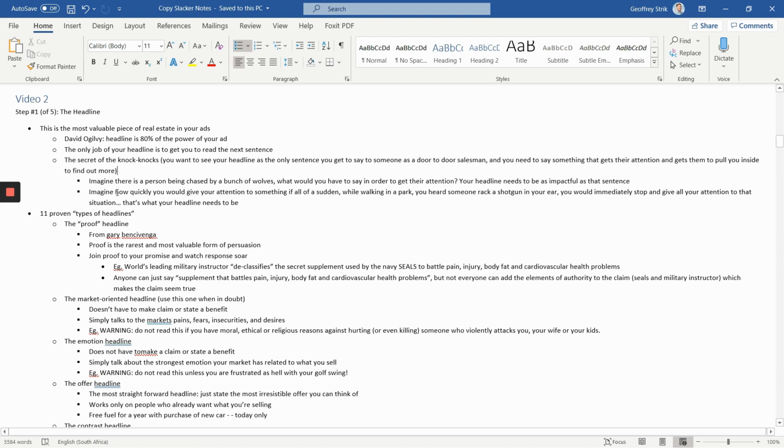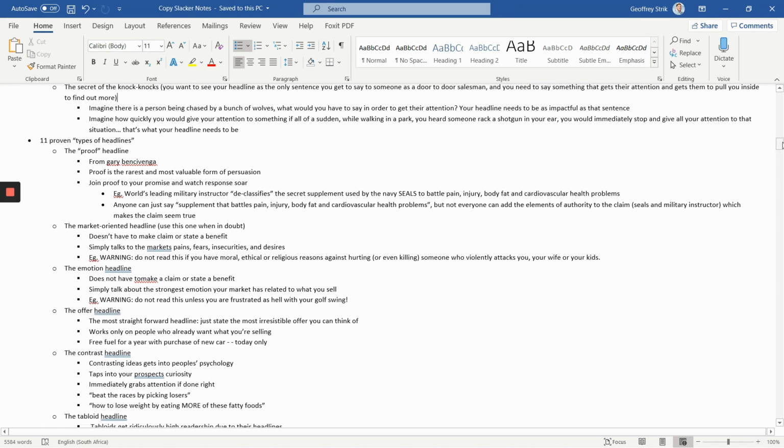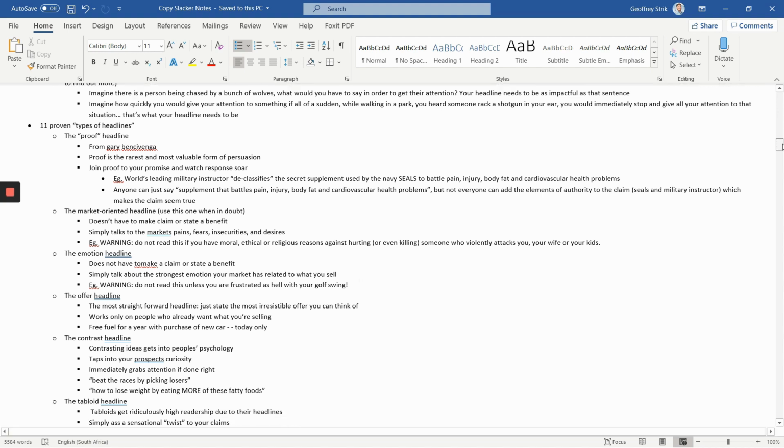Below, I've given you 11 types of proven headlines. There are more headlines as you'll continue to learn in your copywriting journey. This is just the introductory level over here. So we're going to be discussing 11 types of proven headlines.